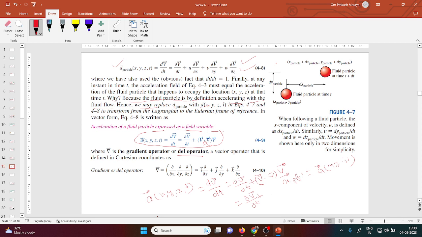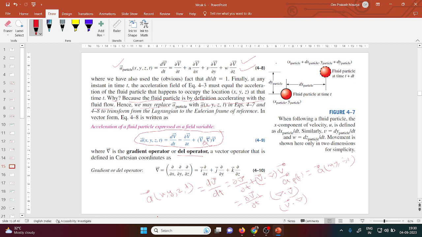Yes, sir. Del dot v, right? Not like here. But in another textbook, it's written the same as here, where the definition is that when we are doing v dot del, then it will be u dou by dou x plus v dou by dou y, like that. We are not getting the gradient directly. If we write del dot v, then we will get the divergence.